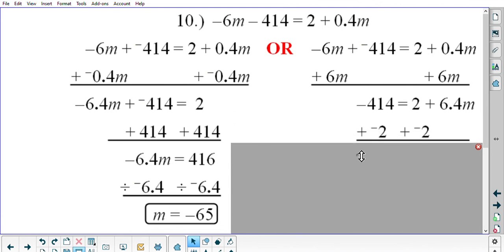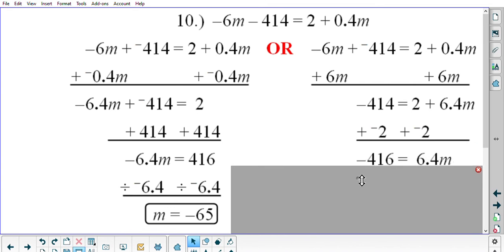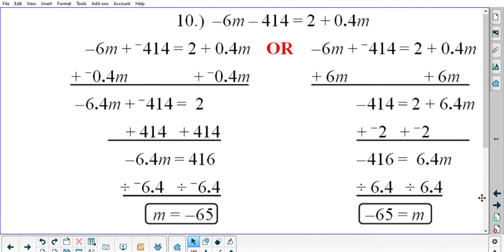If you did it the other way, you will add by negative 2 or subtract by 2. Same thing. Subtract by 2, add by negative 2. They mean the same thing. That'll give you negative 416. You'll divide by 6.4, and you will get the exact same answer that you got the other way, which is negative 65 equals m.